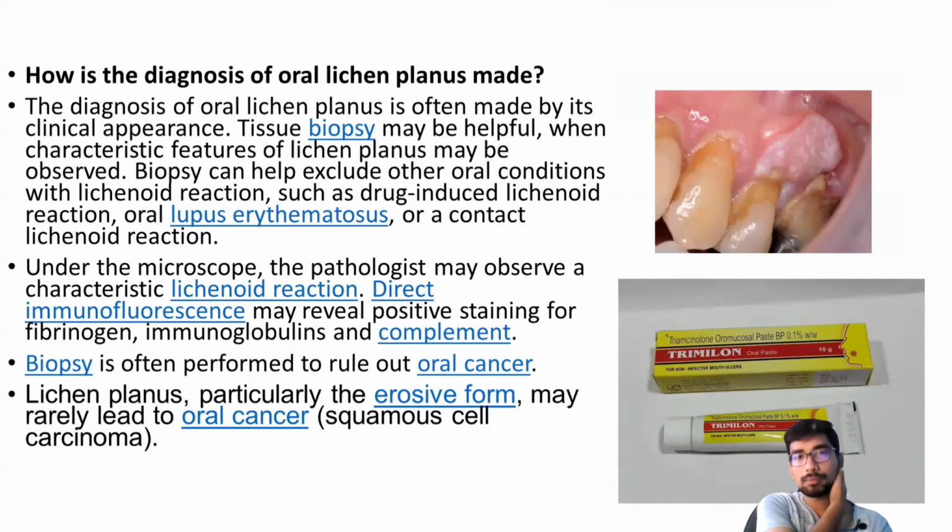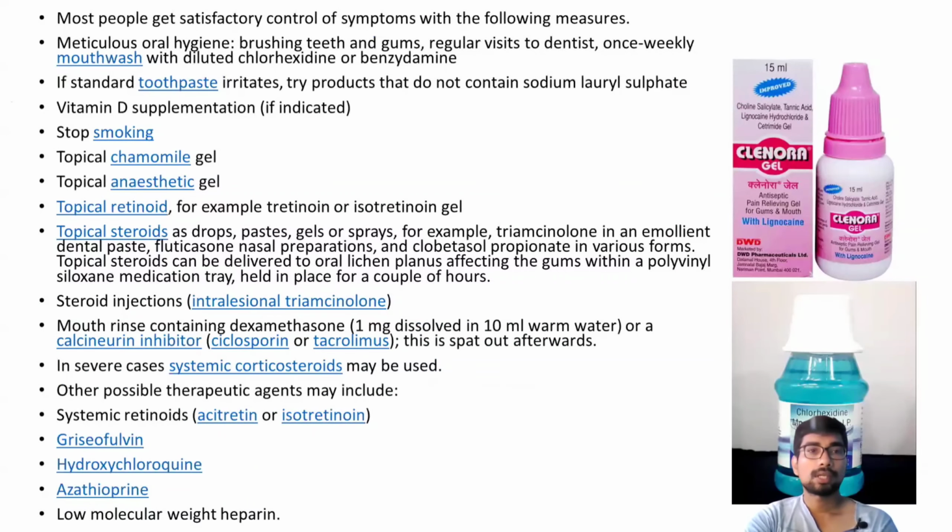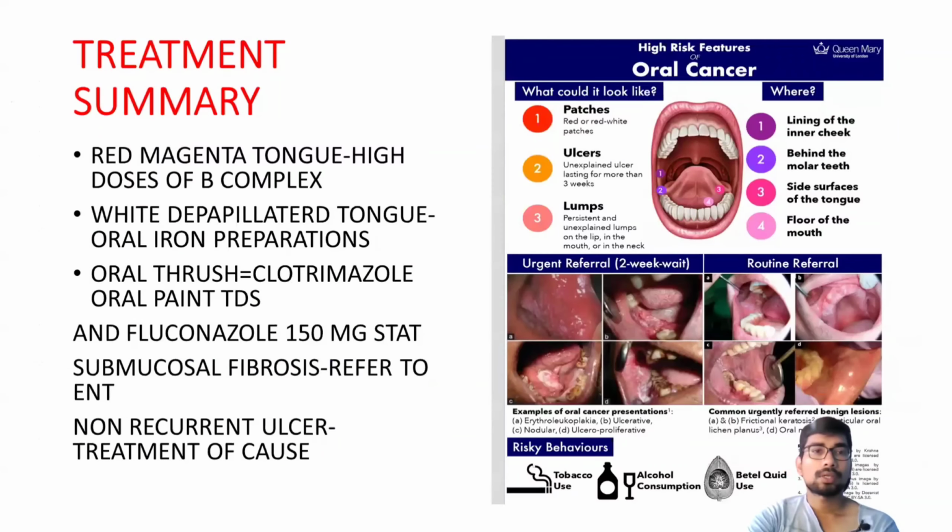How is diagnosis made? Mostly clinical only. Biopsy is helpful if there is suspicion of cancer. Under the microscope, the pathologist may observe characteristic lichenoid reaction. Erosive form and ulcerative form may lead to oral cancer. Treatment is proper dental hygiene with local anesthetic and a topical steroid like triamcinolone buccal paste, and systemic immunosuppressive agents like hydroxychloroquine and azathioprine can be used.